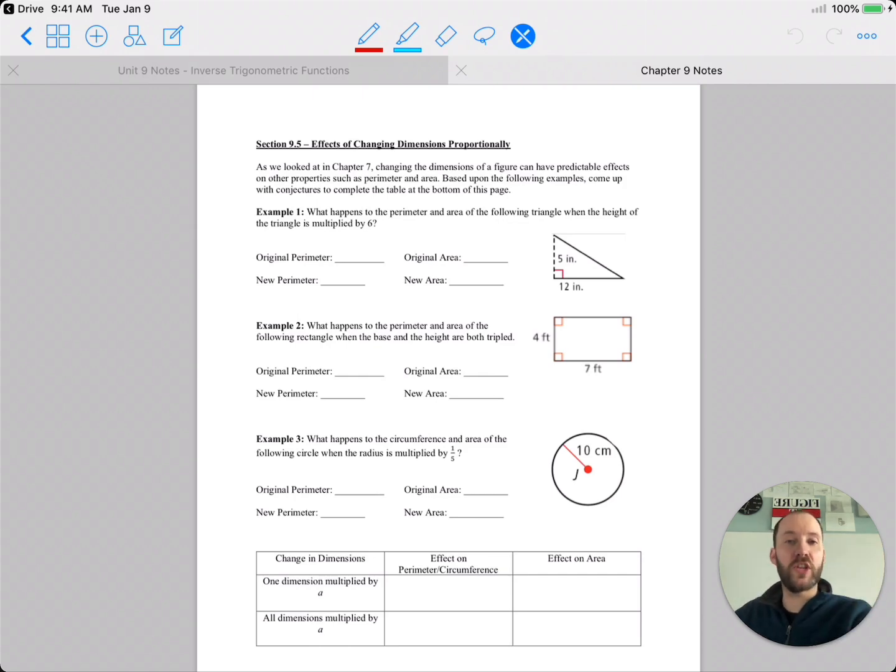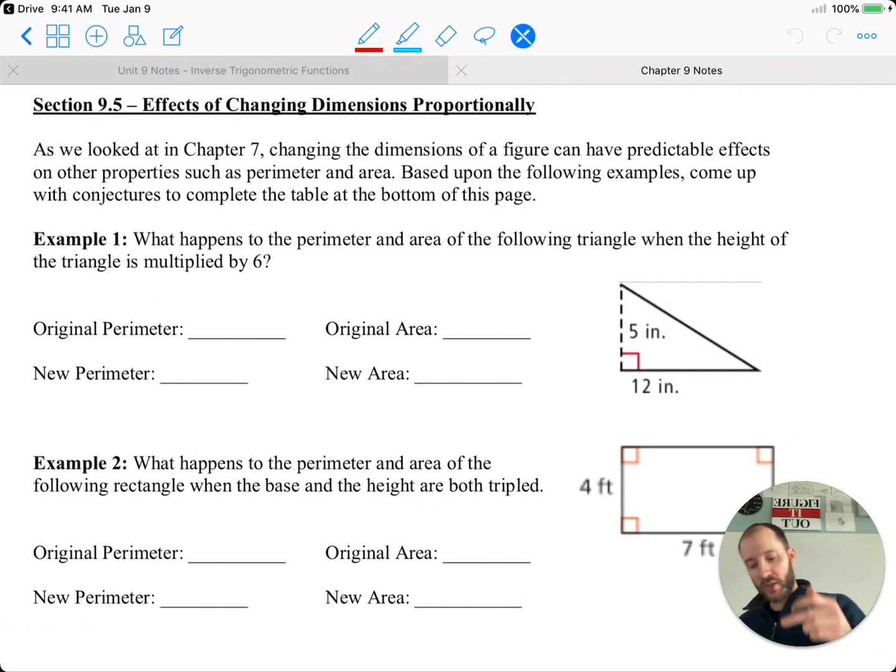What will the new shape look like? What will its dimensions and areas and perimeters be equal to? So let's start with this triangle. Base of 12, height of 5.